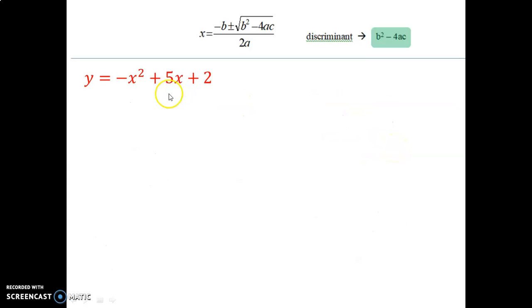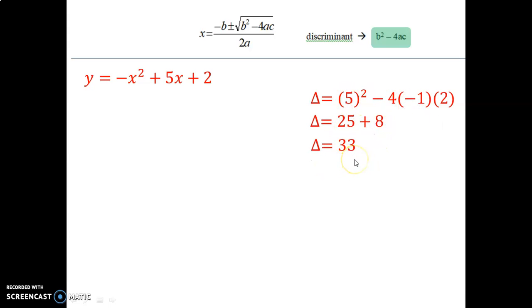Next one. Try this one. What's the discriminant? Okay, setting up b squared minus 4ac, we get 25 plus 8, which is 33. Hopefully you were able to get that discriminant value.